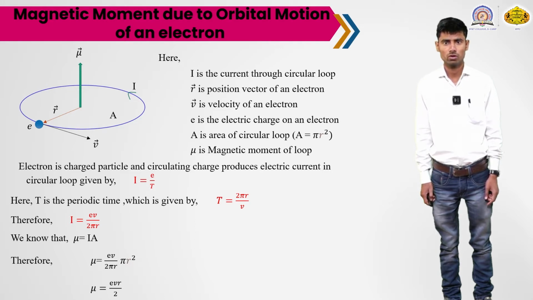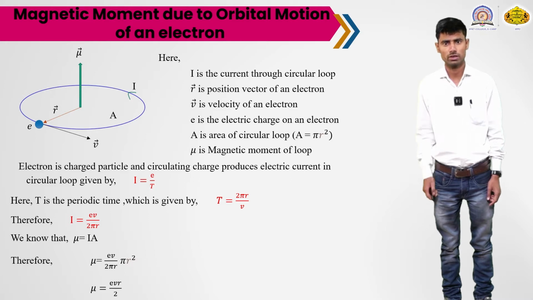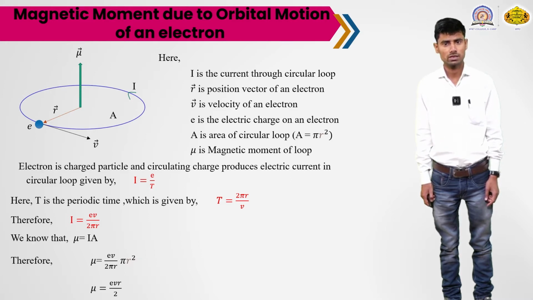And so we know that the periodic time is given by T equals 2 pi r divided by v. Here 2 pi r is the circumference of that orbit, and v is the velocity of the electron in that orbit. And so if I insert that time in the equation of the current, I will get I equals e times v divided by 2 pi r. Here r is the radius of that orbit.